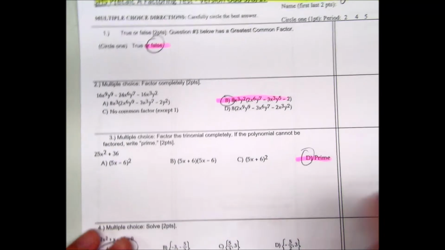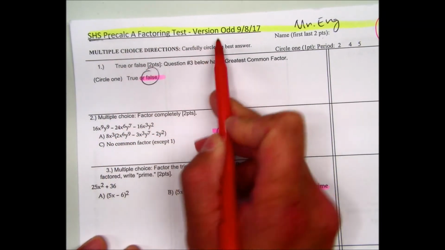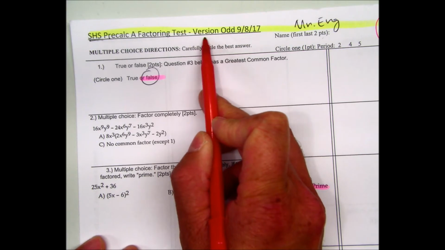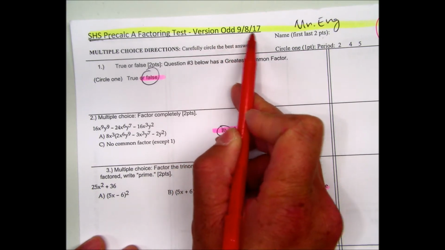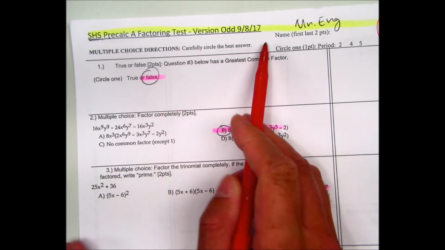Hey, this is Mr. Ng going over the pre-calculus first semester factoring test. This is version odd, taken September 8th, 2017. Multiple choice directions: all you have to do is just circle the best answer.